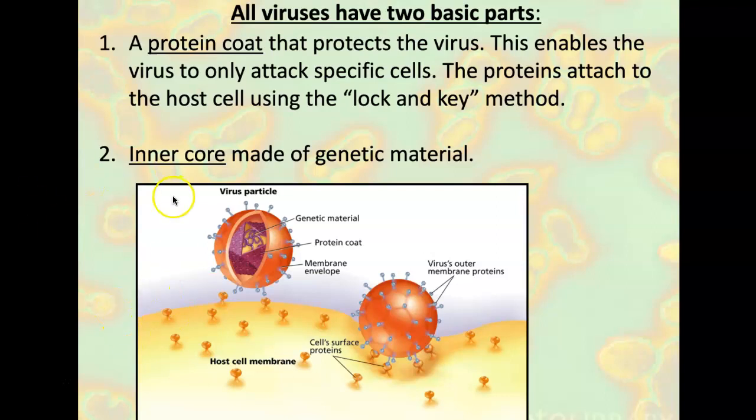The second part of viruses is going to be the inner core, and the inner core is going to be made of genetic material. And we see that as squiggly stuff in this image. So the genetic material for a virus, depending on the type of virus, is either going to be DNA or RNA.